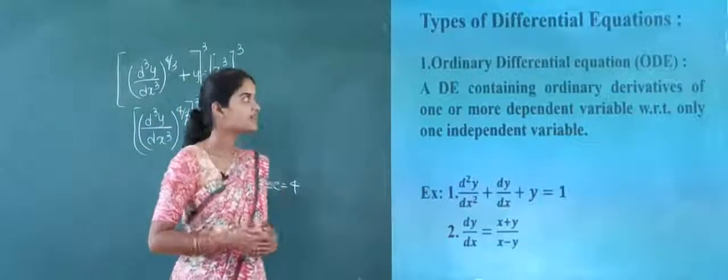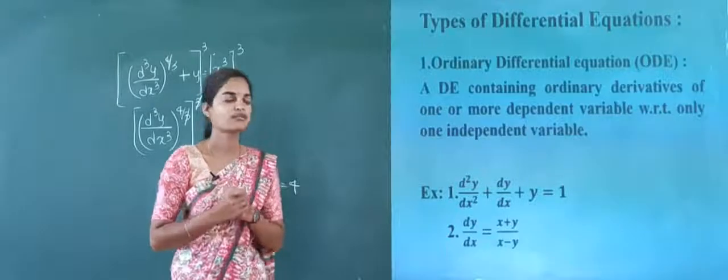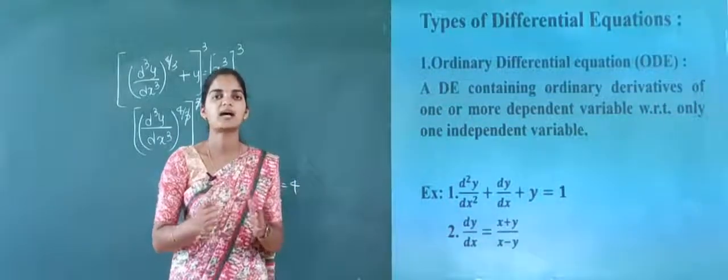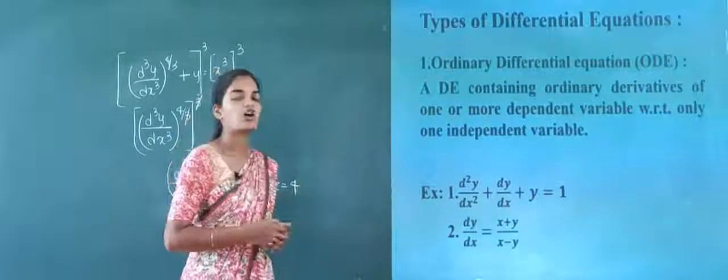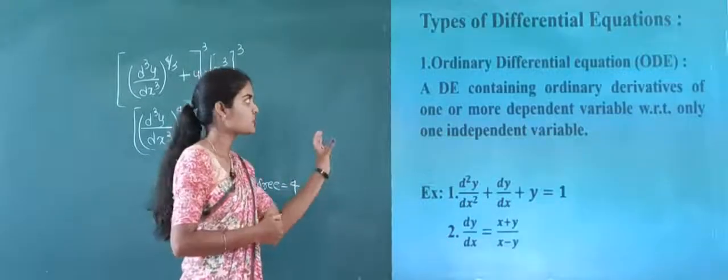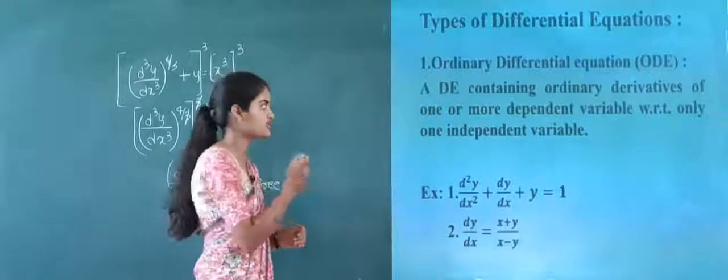So next we will take types of differential equation. There are two types. First one is ordinary differential equation and next comes partial differential equation. So first let us define this ordinary differential equation. What is this? In short, ordinary differential equation I have taken as ODE. Now let us define that.